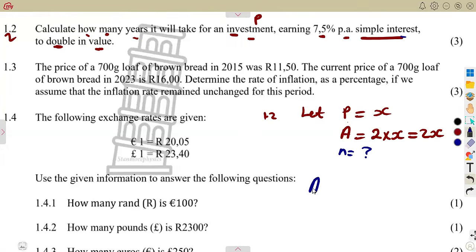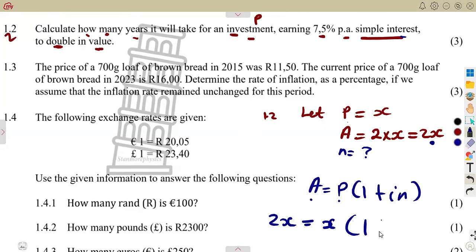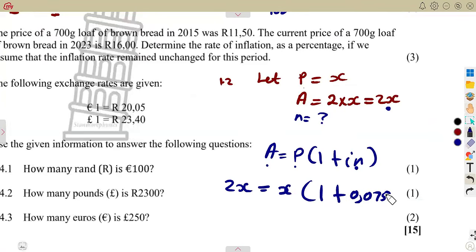So the question is, how many years? We are supposed to determine n from the simple interest formula, where A is equal to P times 1 plus in. So the amount is the one that has to double what the principal was before, where the principal is x. Remember, our P is x times 1 plus the interest. So the interest rate, that's 7.5. Remember, this we just divide by 100. That would be 0.075 times n, which is the number of years, the one that you need to calculate. So this will be 0.075n.